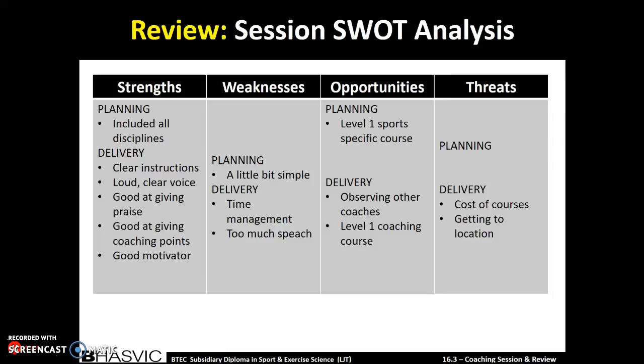Cost is also the case for the sports-specific course. This will cost between £80 and £100, as well as the travelling cost again. This is something that may be a threat from me taking up these opportunities that would allow me to improve on the weaknesses that arose from the session that I had recently delivered.